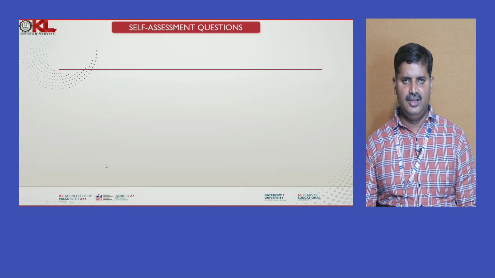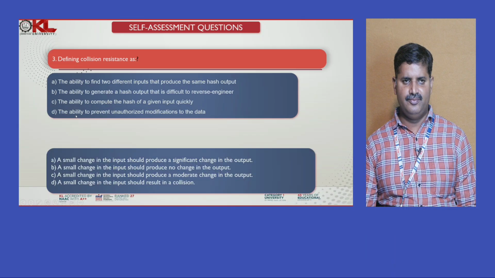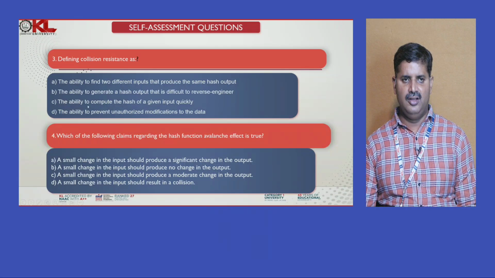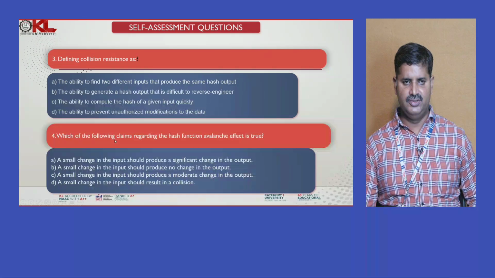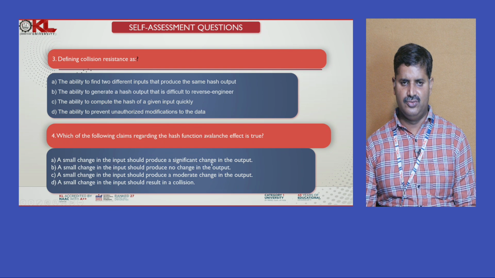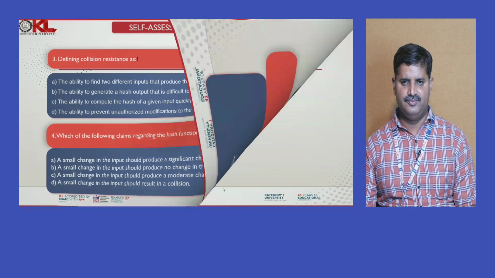Coming to the self-assessment questions, there are two questions given. One is defining collision resistance as the ability to generate a hash output that is difficult to reverse engineer. And the fourth objective type question is: which of the following claims regarding the hash function avalanche effect is true? This is designed so that a small change in the input should produce a moderate change in the output.